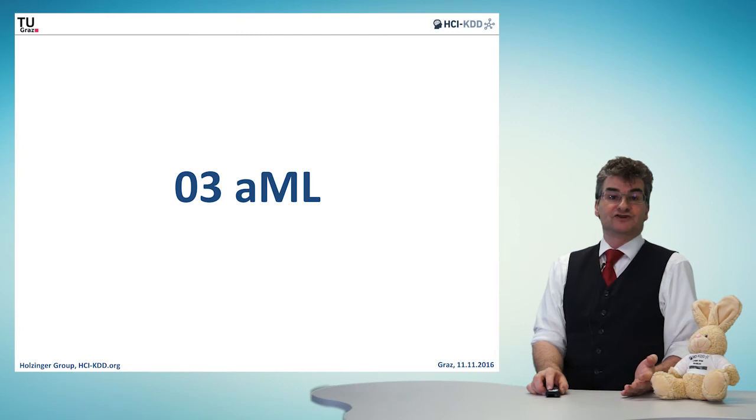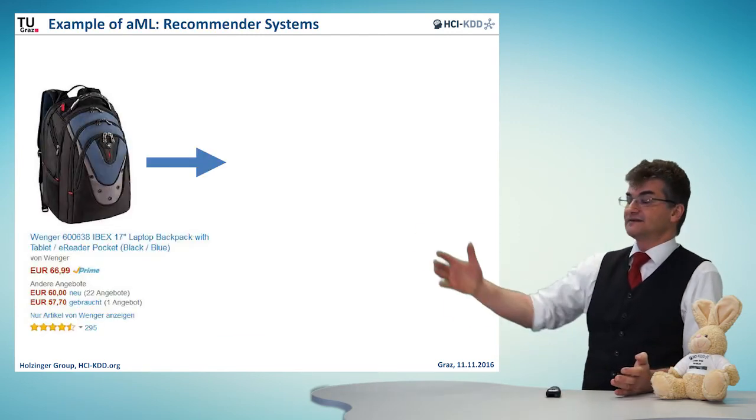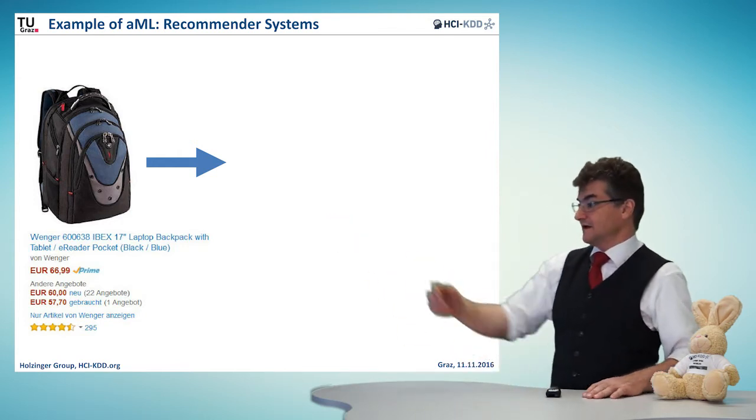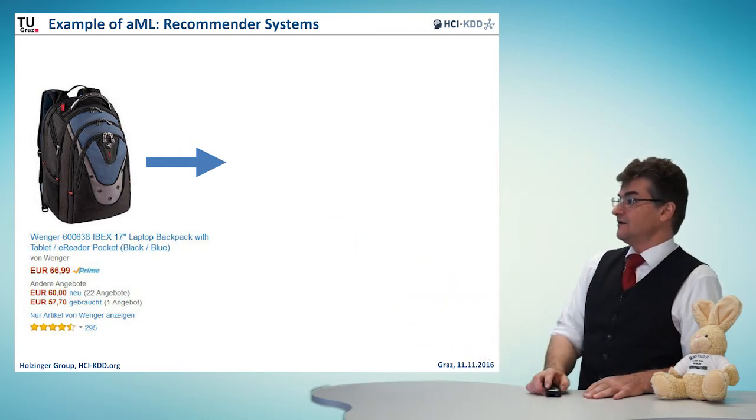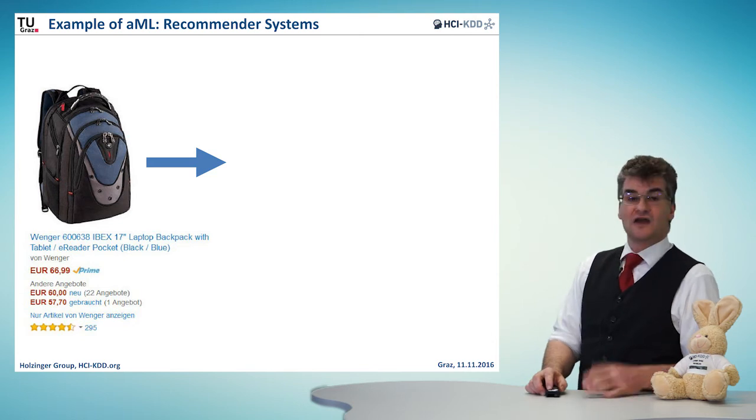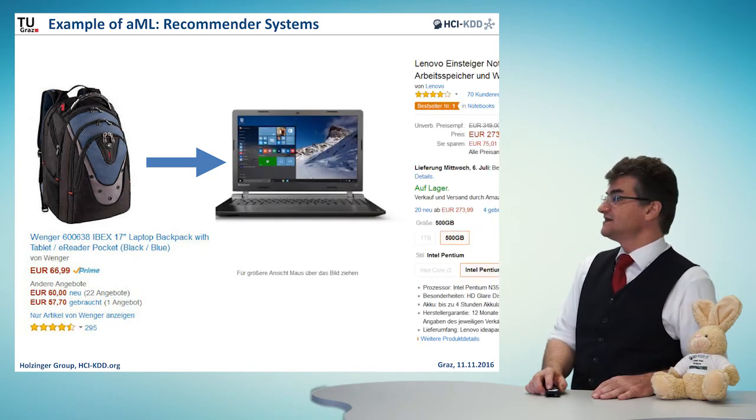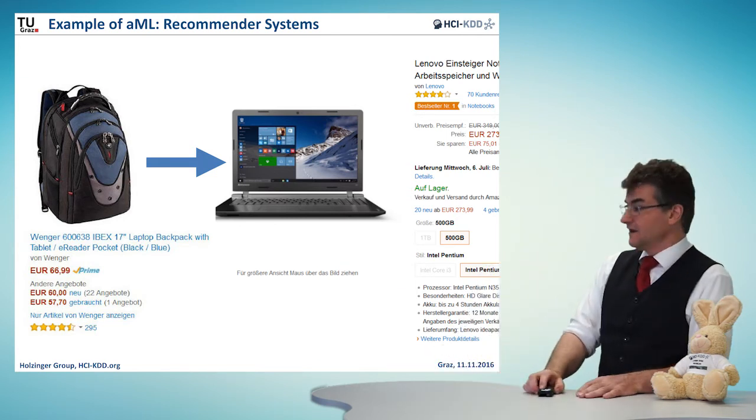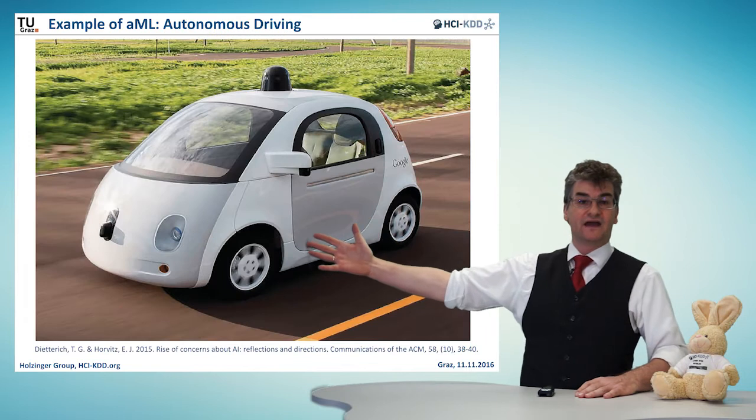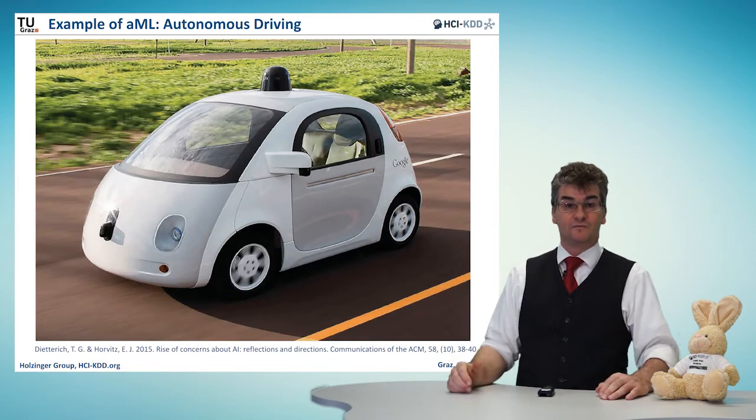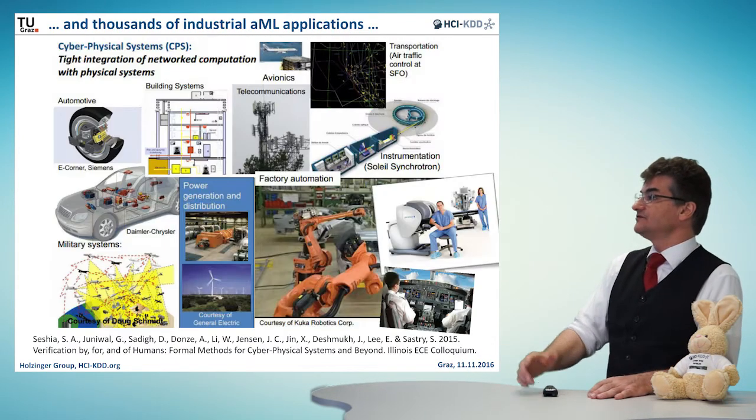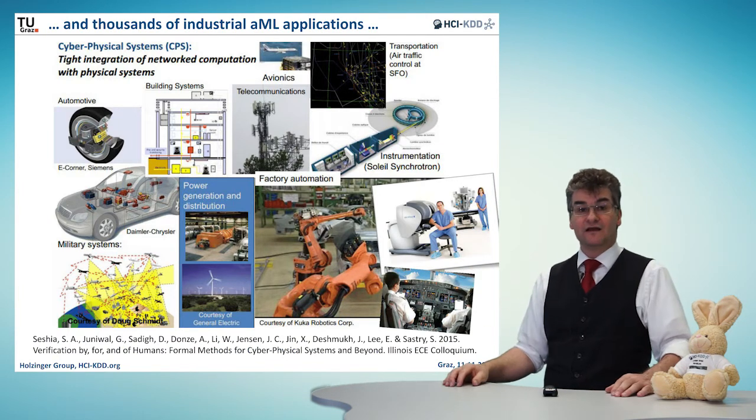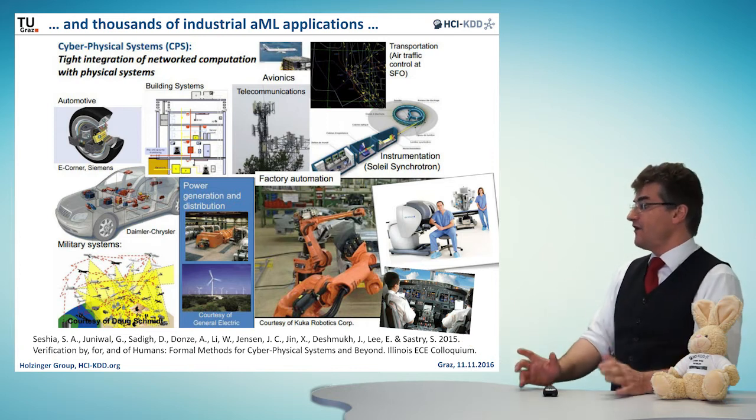And this is automatic machine learning, and I give you some examples. Recommender systems. I purchased my rucksack some time ago, and the recommender system recommended to me: if you have purchased the rucksack, then please purchase also a new laptop to go along with it. And for example, the best practice is the Google car, or autonomous driving.